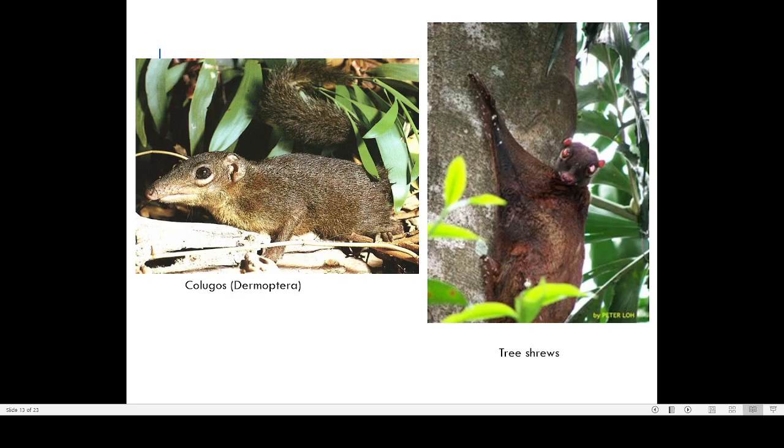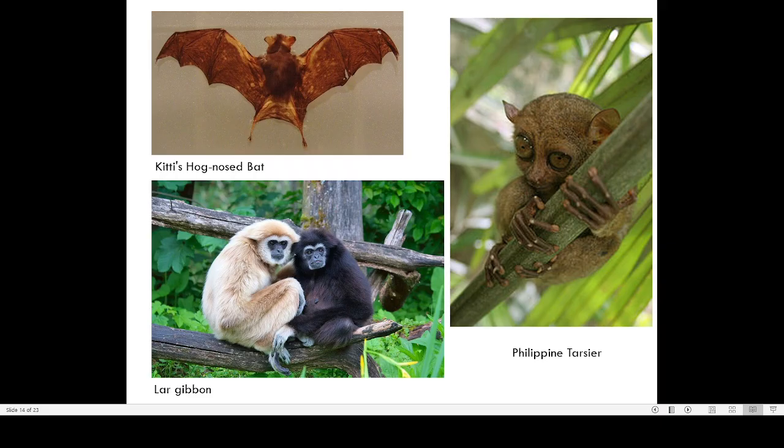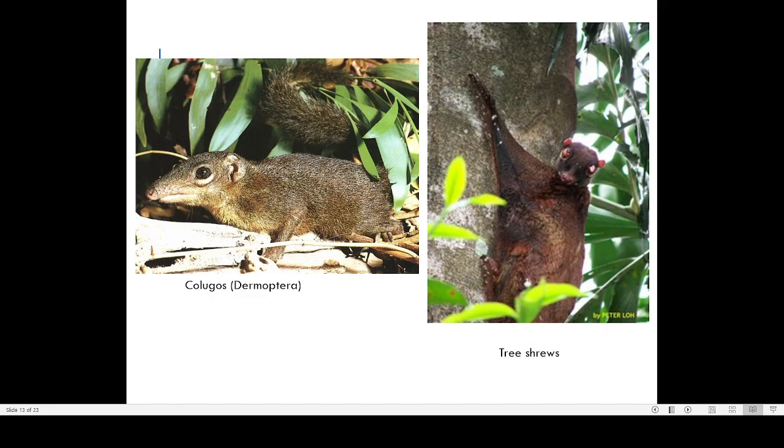That is another example. See, this is the bat. And the hawk-nosed bat, gibbons are there, the male and female are different in color. Then again the Philippine tarsier, a very cute animal, almost like an orangutan. So these are different types of animals which are normally present in the Indian Oriental region.